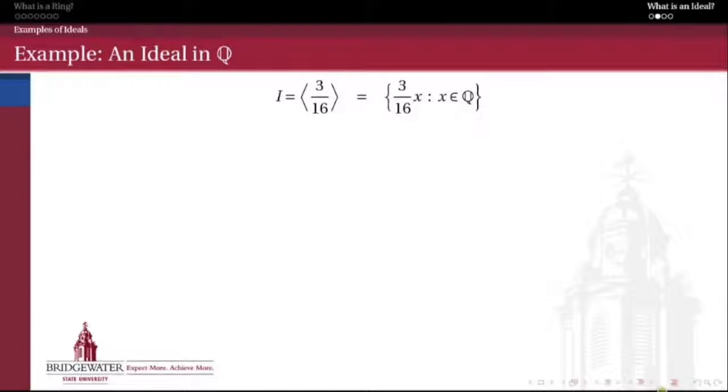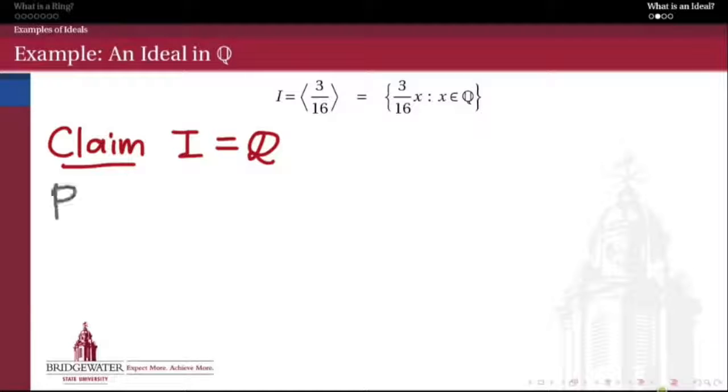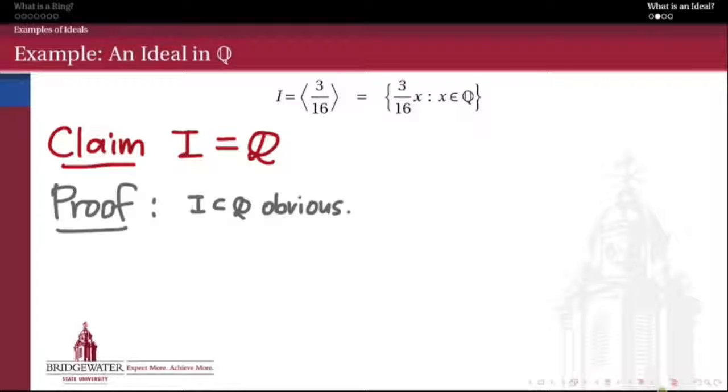Okay, what do ideals in the rational numbers look like? So if I take the principal ideal generated by, I don't know, 3/16, then what does this ideal look like? I'm going to claim that this ideal gives me all of the rational numbers. In other words, that I don't miss anything. To prove that, well, it's obvious that I is going to be a subset of the rational numbers because that's where it lives in the first place. So what we need to show in order to prove this claim is that the rationals are a subset of I. In other words, every rational number belongs to this ideal.